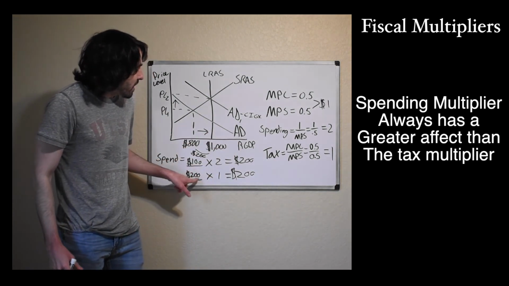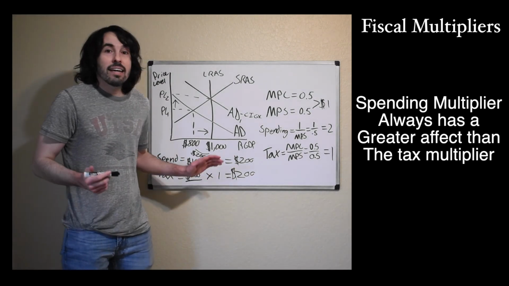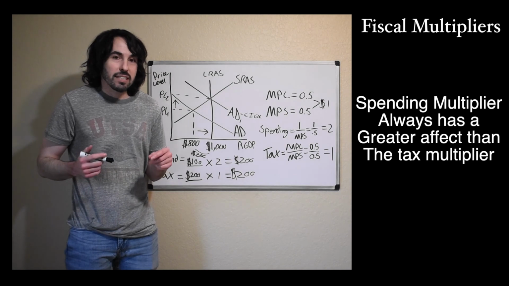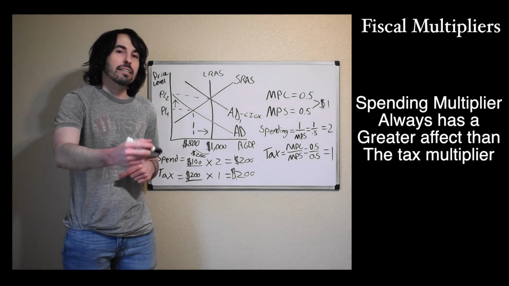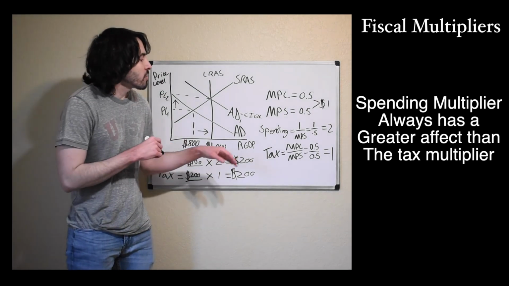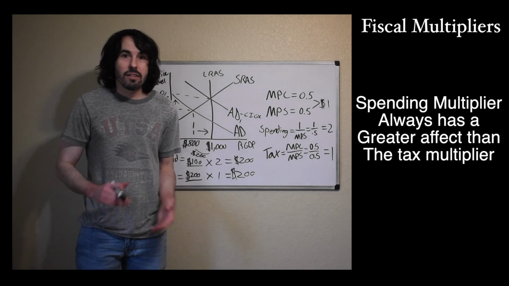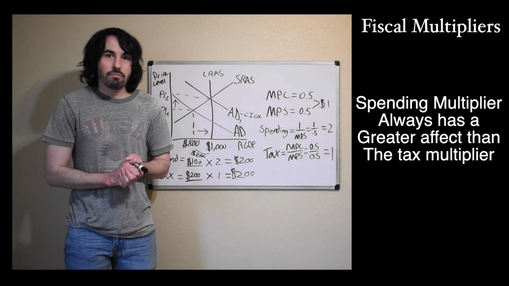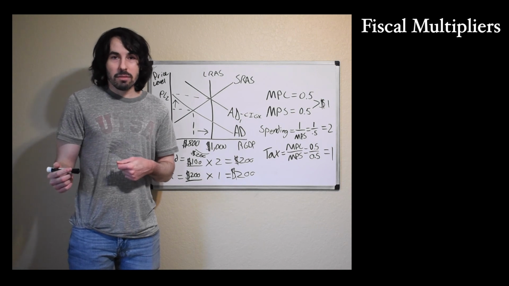However, when the government just cuts taxes, they didn't spend anything. That initial cut in taxes did not increase the GDP, and then people were spending some of their money and saving some of their money. And so because of that, the tax multiplier is always going to be smaller than the spending multiplier, and that's how it goes. So that was tax and spending multipliers.